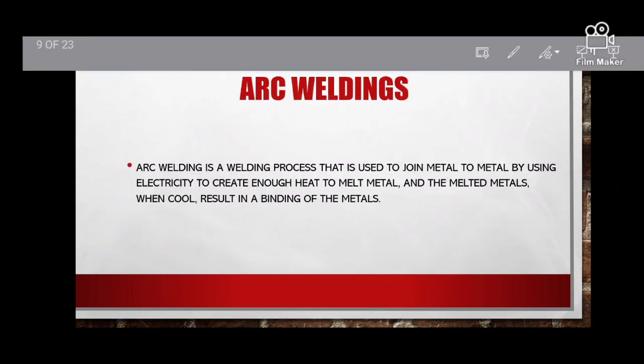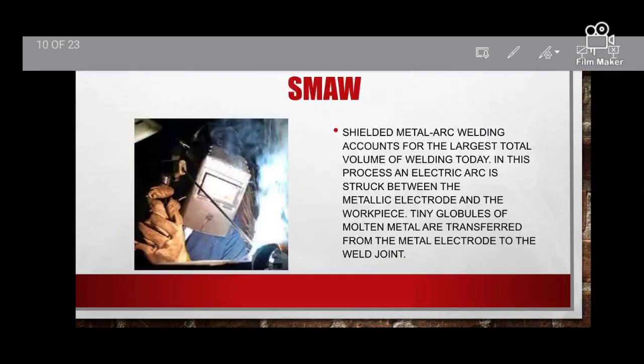Arc welding. Arc welding is a welding process that is used to join metal to metal by using electricity to create enough heat to melt metal, and melted metals, when cooled, result in a binding of the metals. GMAW, or gas metal arc welding, accounts for the largest total volume of welding today. In this process, an electric arc is struck between the metallic electrode and the workpiece. Tiny globules of molten metal are transferred from the metal electrode to the weld joint.